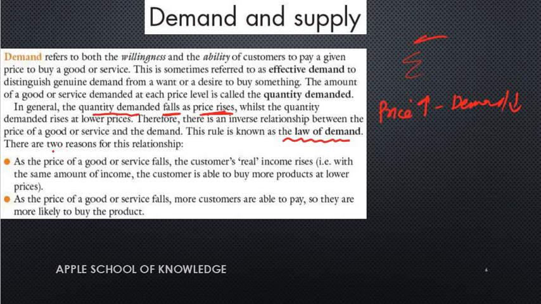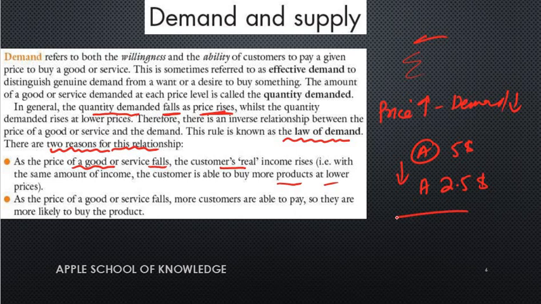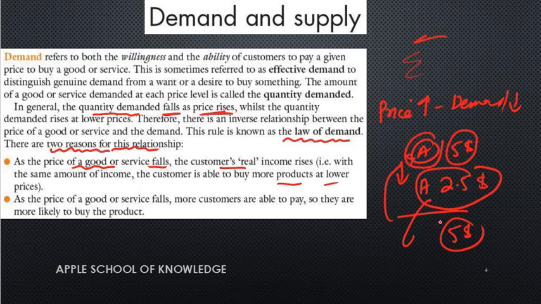Okay, what is the reason behind this relationship? There are two reasons for this relationship. The first one, as the prices of the goods or services fall, the customer's real income rises. What does it mean? It means that with the same amount of income, the customer can buy more product at a lower price. Let's say this is product A, the price is $5, and then the price goes down and becomes $2.5. Before, the buyer was purchasing only one product with $5, now the buyer will purchase two products with $2.5 each. The amount is the same, he has $5, but before he was purchasing only one product. After the price decreased to $2.5, the customer was able to purchase two products of A. Okay, this is the first reason.